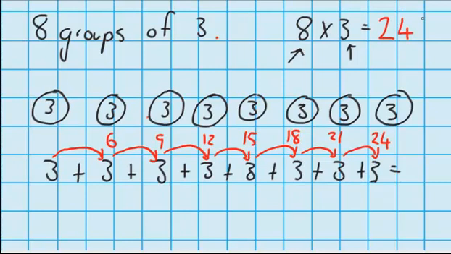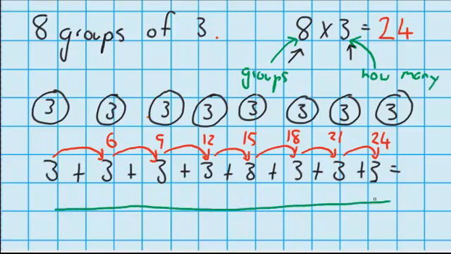Let's have a think about the important things to remember from this lesson. Well, this number here tells me how many groups there are, and this number here tells me how many are in each group. And then you can see from down here, I'm using repeated addition to work out how many there are in total.